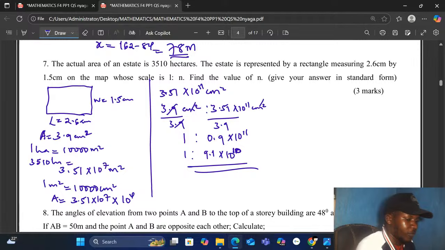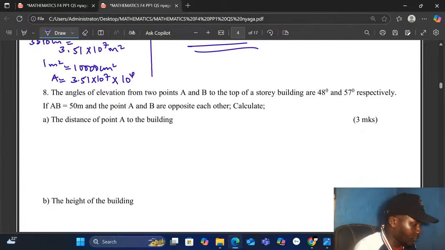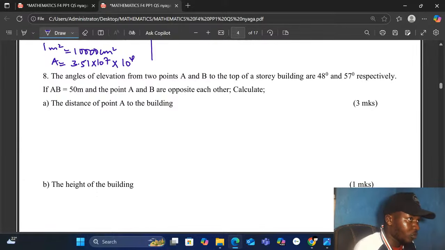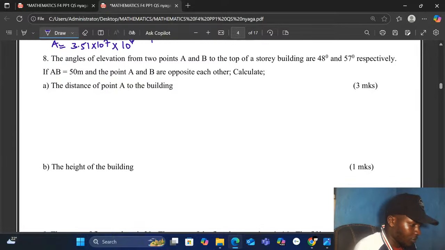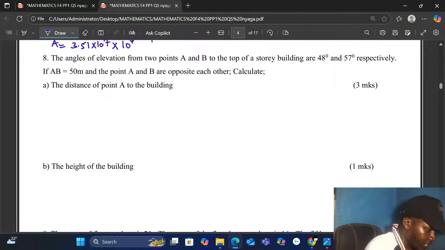Then we move to the eighth question. The angles of elevation from two points A and B to the top of a storey building are 48 degrees and 57 degrees respectively. If AB is 50 meters and the points A and B are opposite to each other, calculate the distance of point A to the building, and the height of the building.